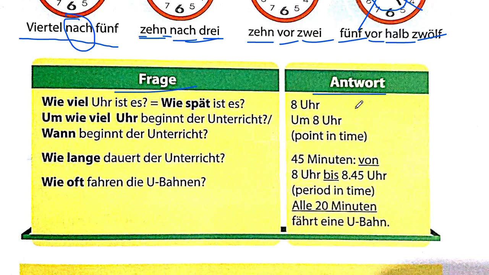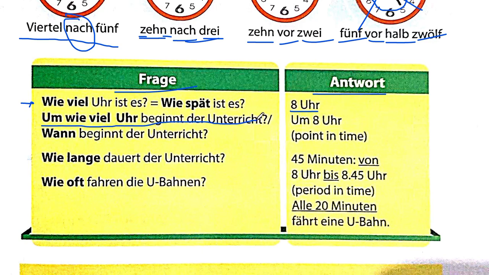Frage ist Question, Antwort ist Answer. Wie viel Uhr ist es? Wie spät ist es? So both of them mean the same thing. How much time is it and how late is it? So they are not necessarily saying how late, as in how late we are to go somewhere. It just means how much time is it right now. You can even add jetzt. Jetzt is now. So the answer can be aktuell.